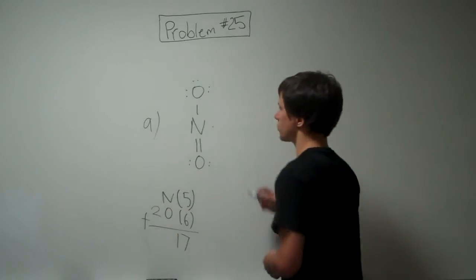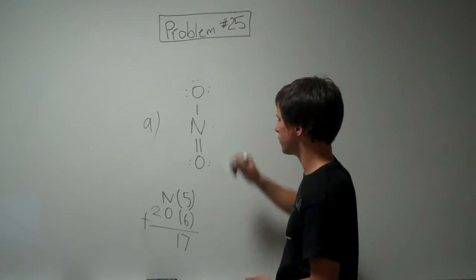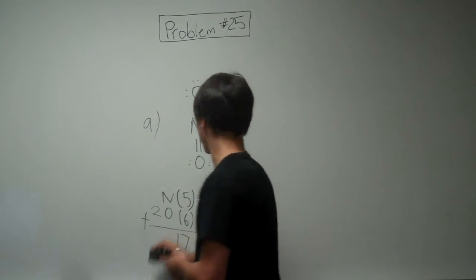And how many is this structure using? We have 2, 4, 6, 8, 10, 12, 14, 16, 17. So that's a reasonable Lewis structure. Let's leave that there for now.